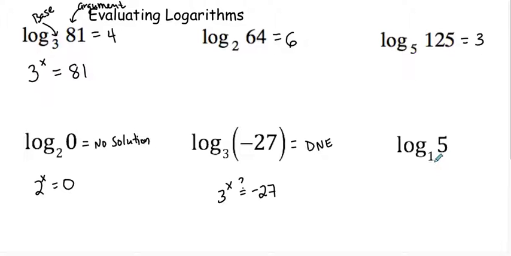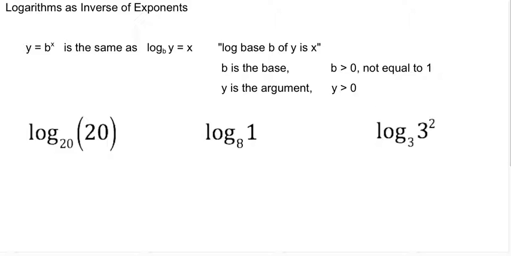And then sometimes we have to be careful about the base here, because if I try to raise 1 to some power to get me 5, well, there's no number of times that I can multiply 1 by itself and get an answer of 5. Okay, so that's not going to be a solution.